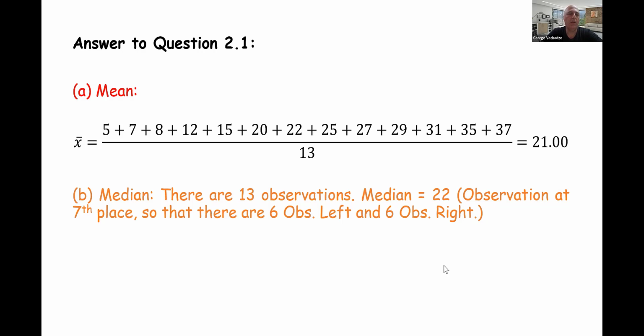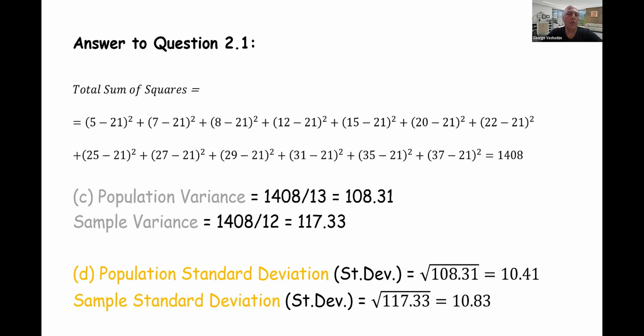Let's look up the population variance and sample variance. In order to find either of those two, we need to first calculate the total sum of squares, which is the sum of all squared deviations of each data point from the data mean. The mean is 21, so we find the deviation of the first observation, which is 5 minus 21, raised to the power 2, and continue doing that for every data point in the sample.